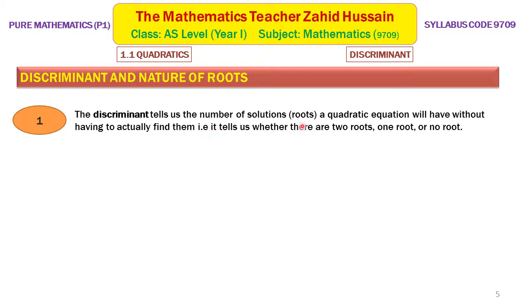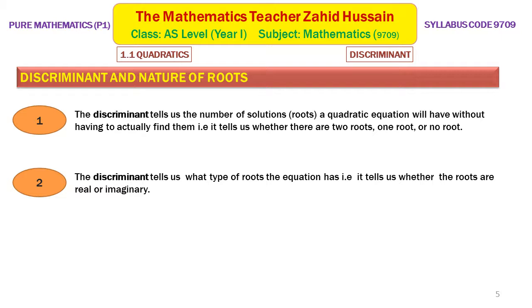It tells us whether there are two roots, one root or no root. You know that a quadratic equation can have a maximum of two roots. It may have one root or it may not have any real root.